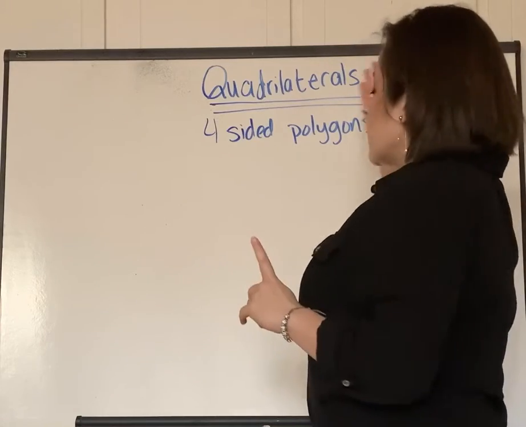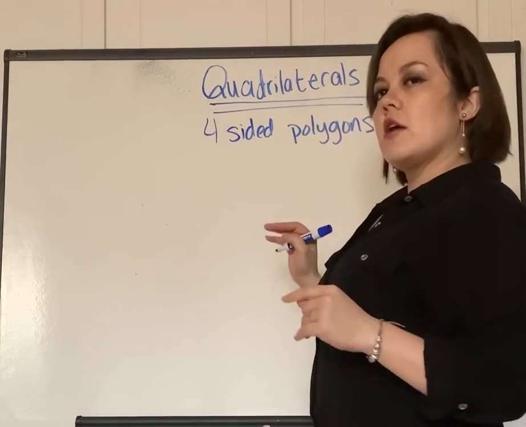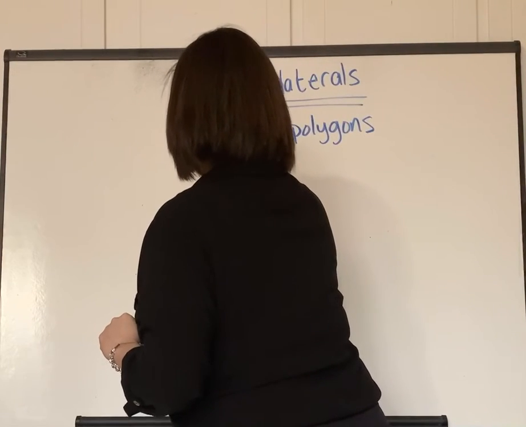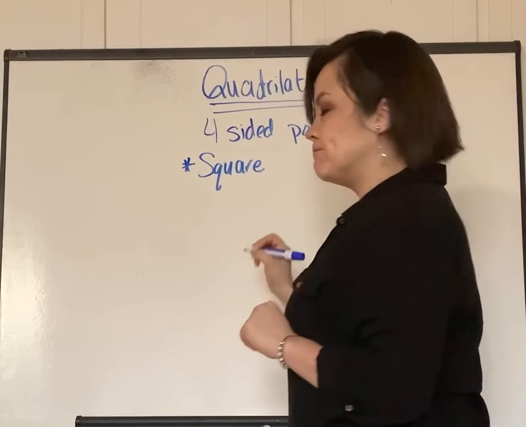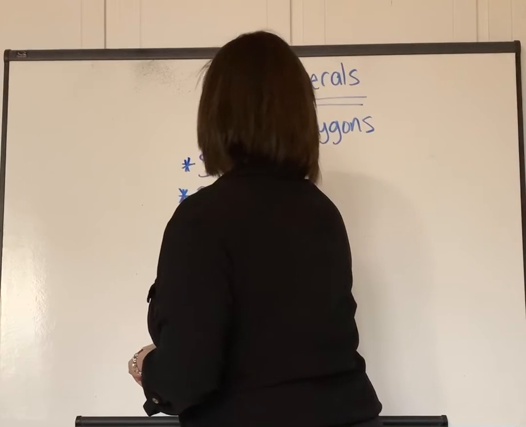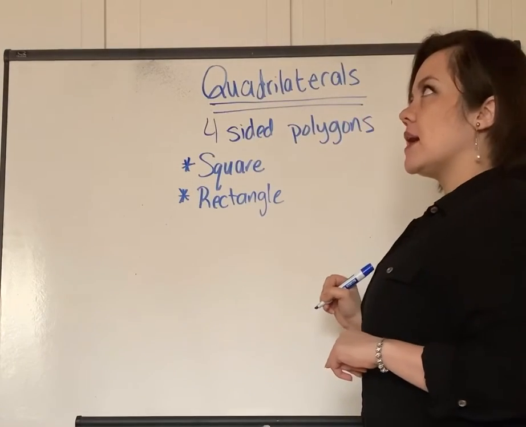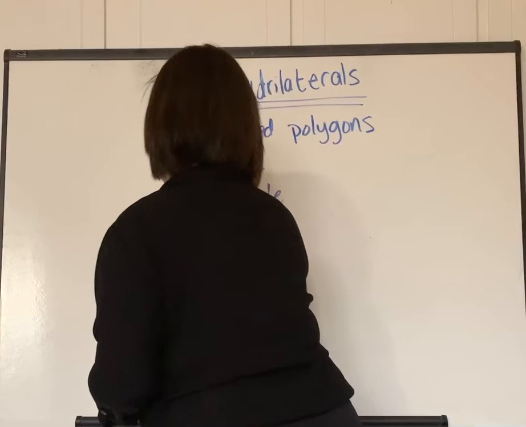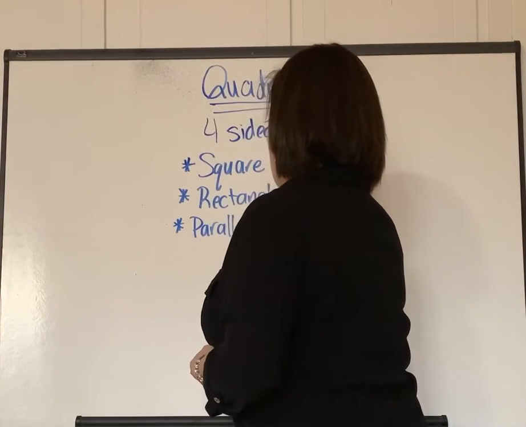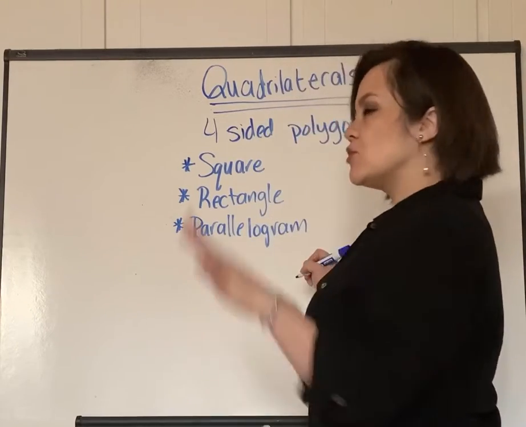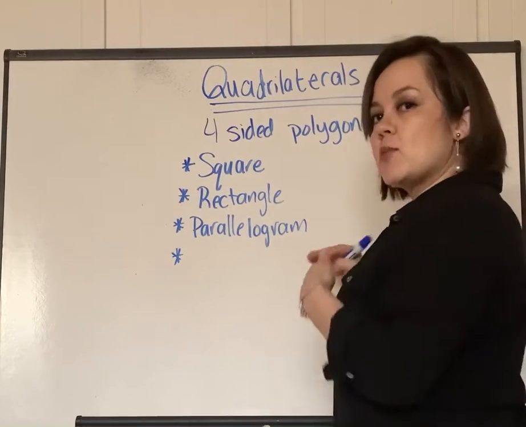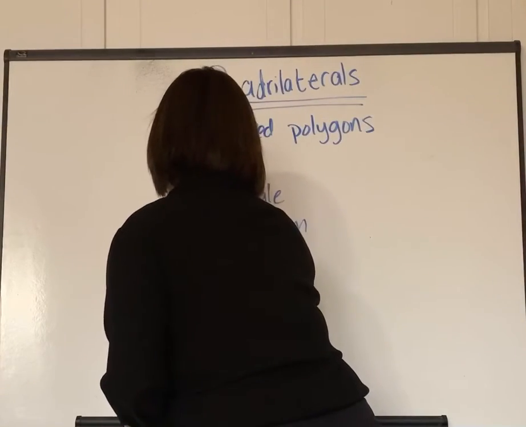So, the most popular quadrilaterals are, I'm going to list them here. We have a square. We have a rectangle. And we have a parallelogram. Don't forget about the parallelogram. Very similar to the parallelogram is the rhombus. And we're going to get into each one of these and their properties in a sec, okay? Rhombus.